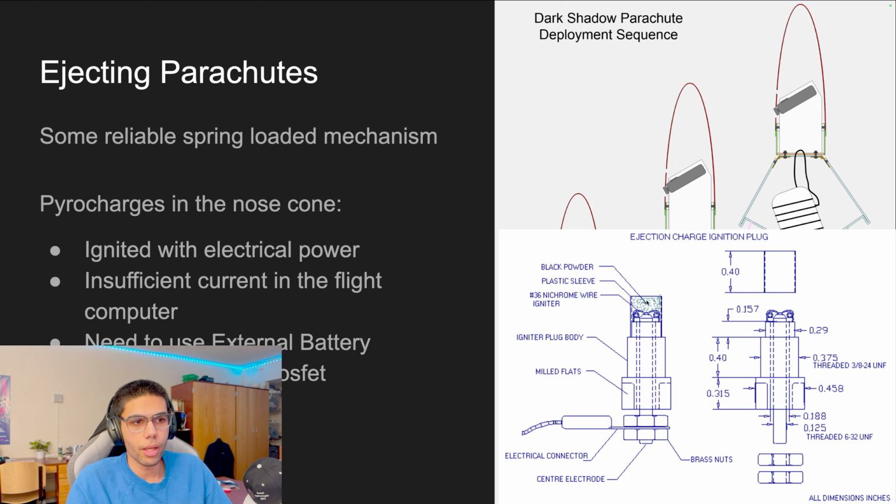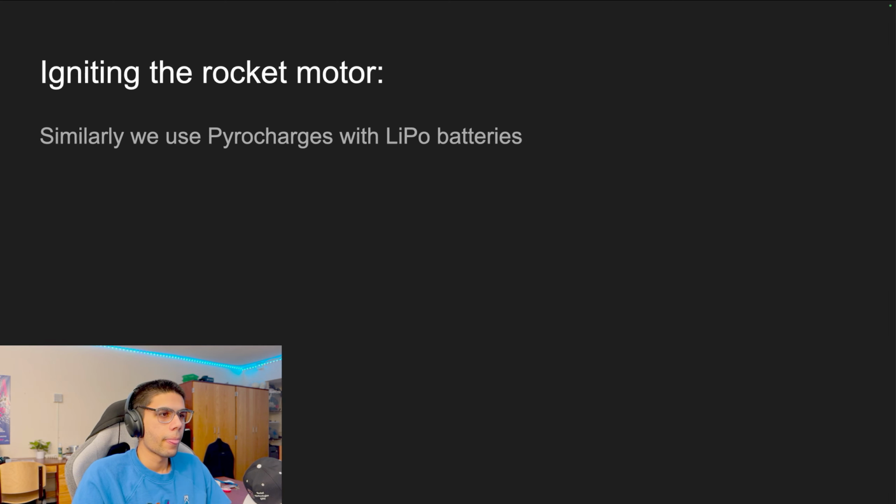At the top, there's black powder. This is a plastic sleeve that actually bursts open, and this is the nichrome wire that acts as an igniter. We pass high currents through it. So similarly, we ignite our rocket motor.